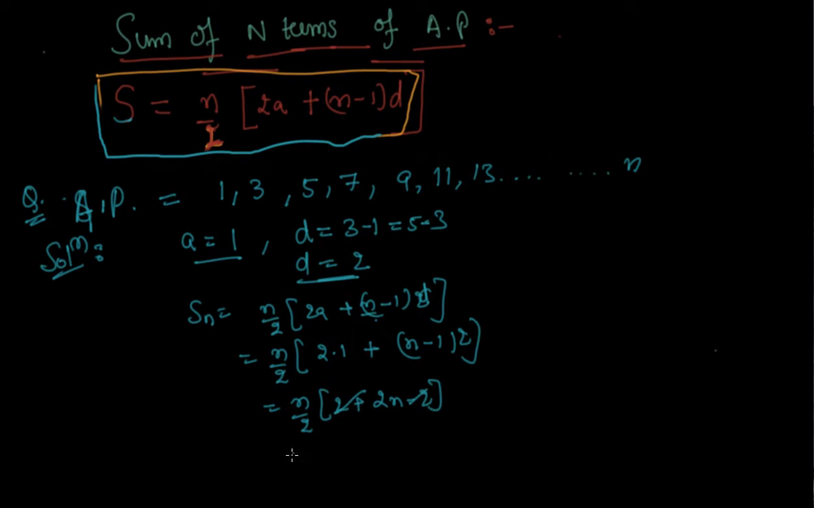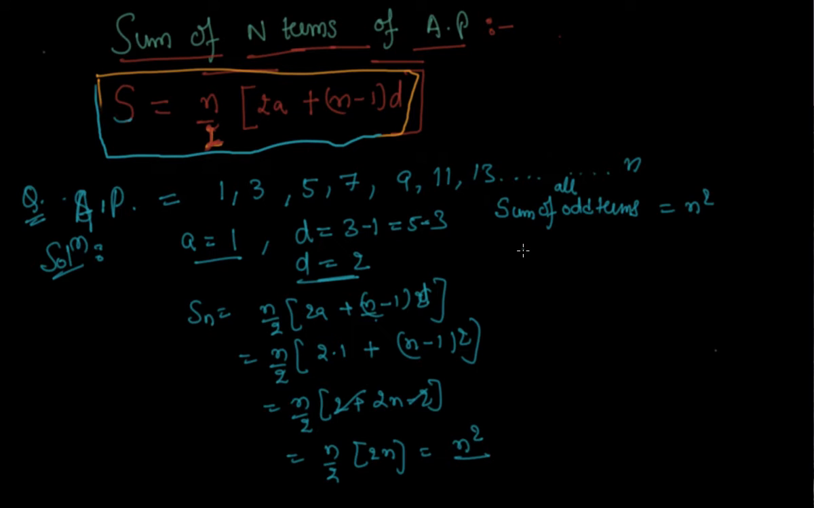So this 2 will cancel, and we get n square. So we are getting a very important relation here: the sum of all odd terms will be equal to n square.